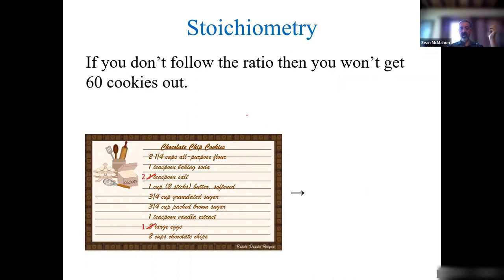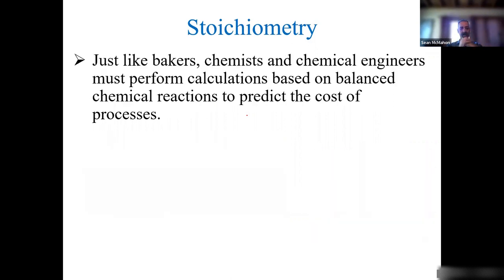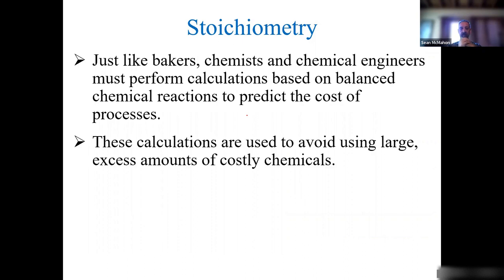If I change this around, I won't get it, okay? So it's very critical to know how much I have to figure out how much I'm going to end with, or if I want to end with a certain amount, how much I need to start with. And if I alter that, it won't come out right. So just like bakers, chemists and engineers have to perform these reactions. This is basically what stoichiometry is. It's determining how much of something can be produced.